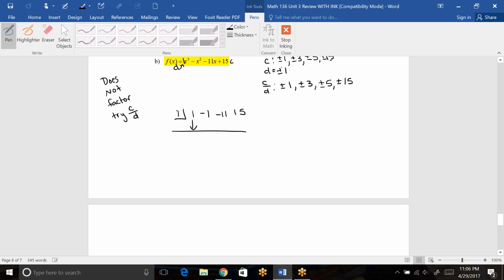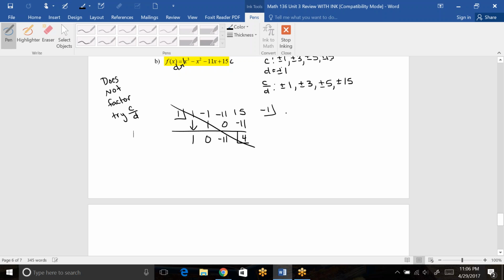You bring down the first one, and then you start multiplying. 1 times 1 is 1. Add those, you get 0. 1 times 0 is 0. Add those, you get negative 11. 1 times negative 11 is negative 11. That is not 0, so that means that group doesn't work.